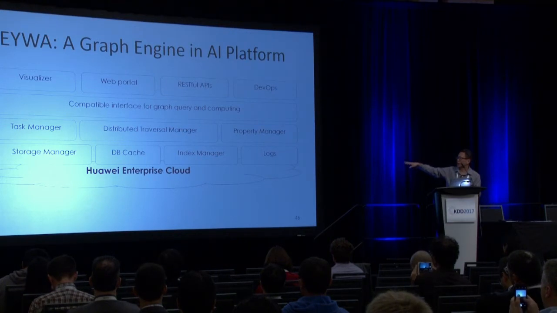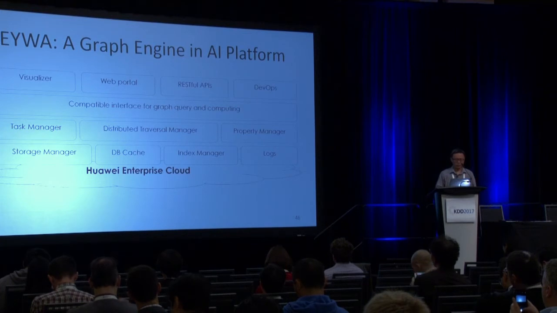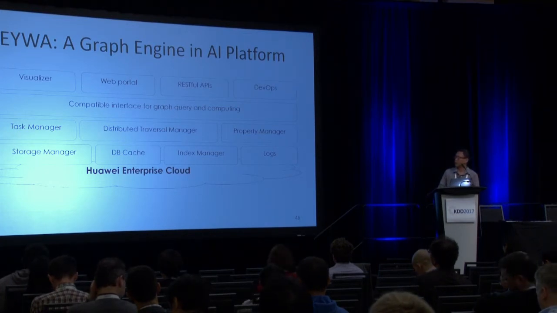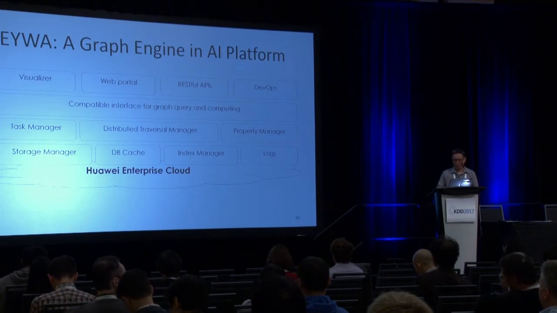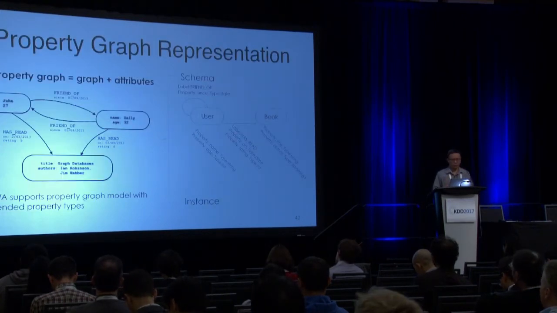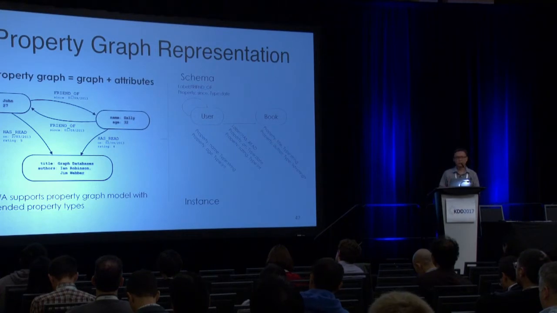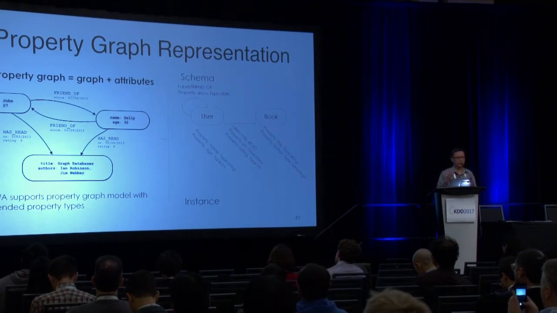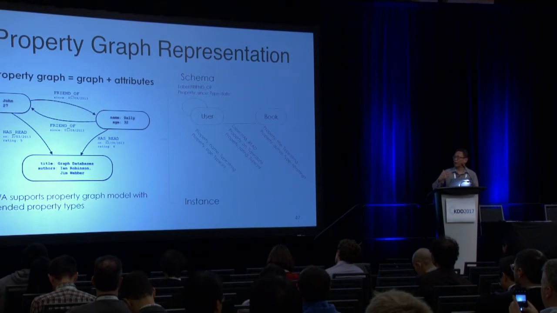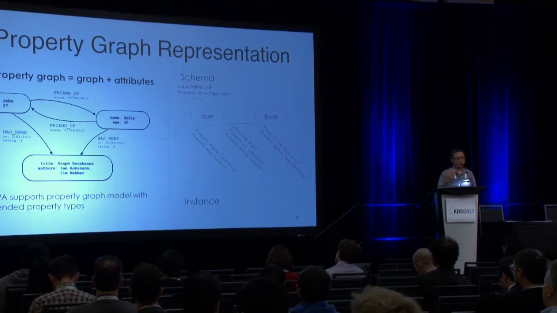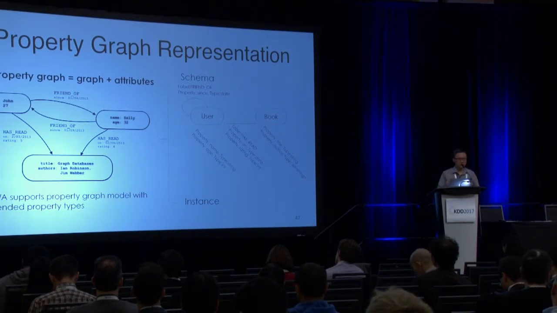Huawei Enterprise Cloud, and then it has several levels. We support visualization, analytics, and user development. Okay, the graph supports property graph representation. Essentially, on each edge you can have tags, and each node you can associate with tags. And we are working on the next version, where even for the nodes you can have a database there.